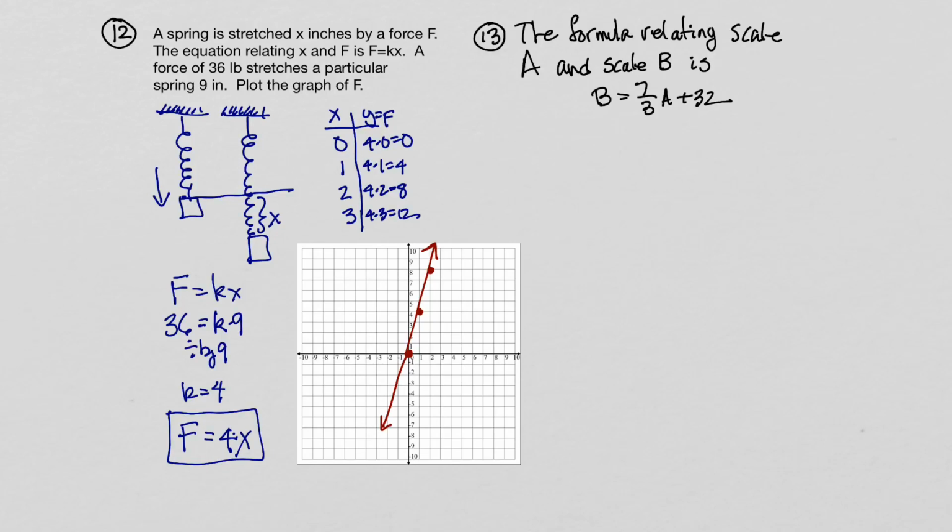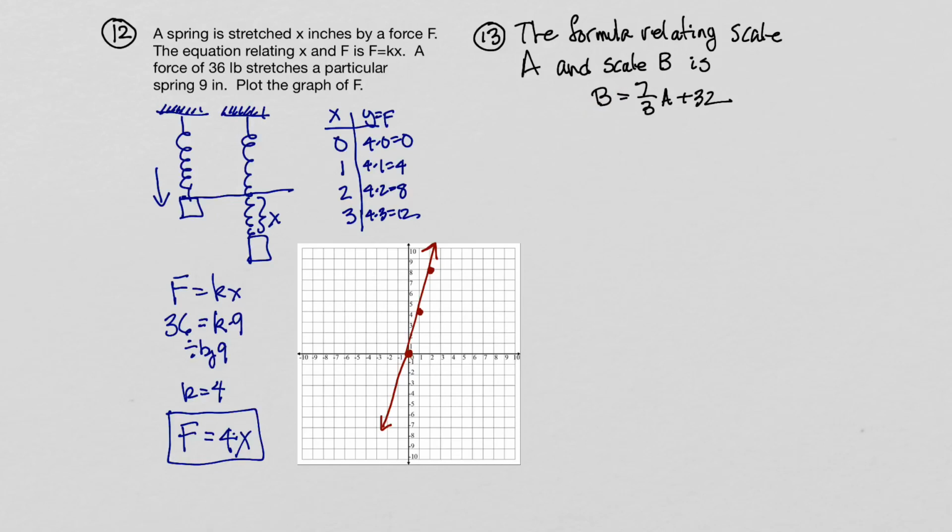Problem number 13 says that the formula relating scale A and scale B. Now, scale A and scale B, they're just making this stuff up in the book. So there's no real situation going on. It was just some scale A, some scale B, and they give us some equation that relates A and B. It says, if you know A, multiply it by 7, divide by 3, add 32, and you'll get B. So let's plot the graph.